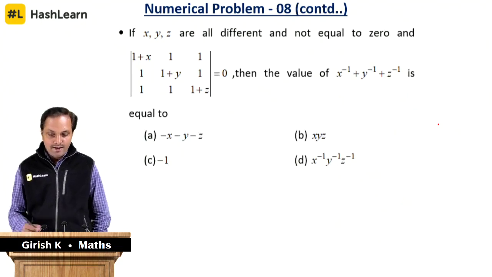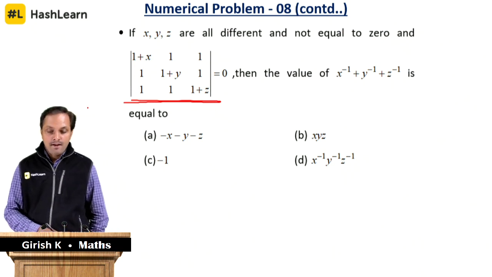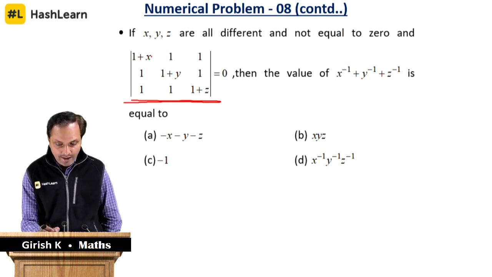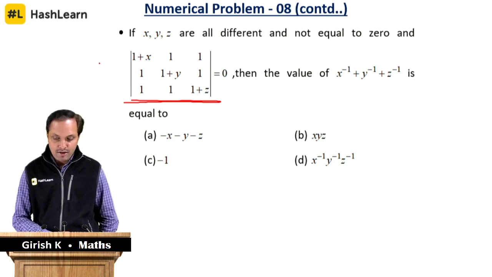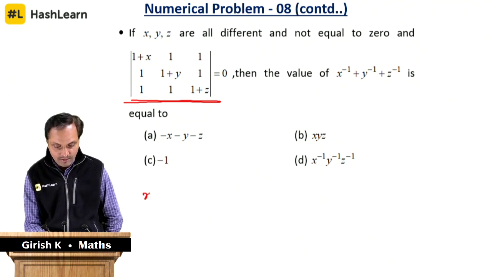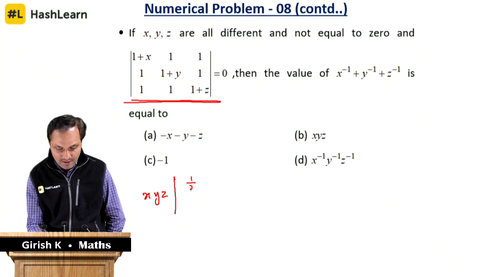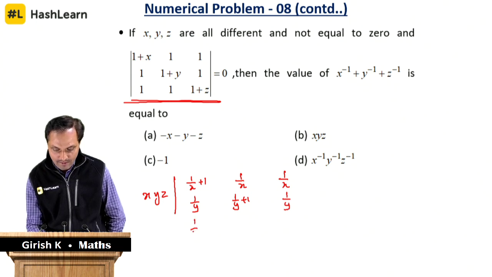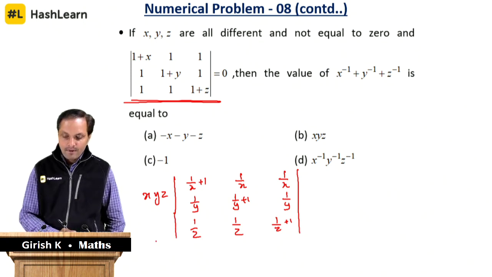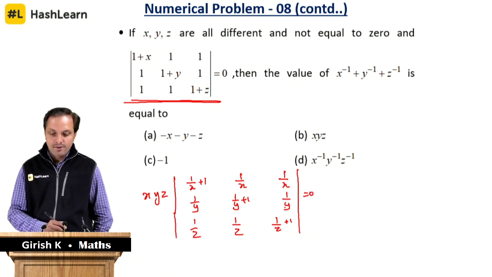You know that if I solve this determinant, how will you start? If you take x, y, z common in the first row, second row and third row, that will give you 1 by x plus 1, 1 by x, 1 by x. This is 1 by y plus 1, 1 by y. 1 by z, 1 by z, 1 by z plus 1. Now you know that he has given already that this is equal to 0.